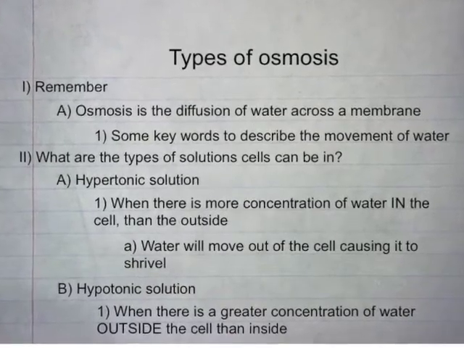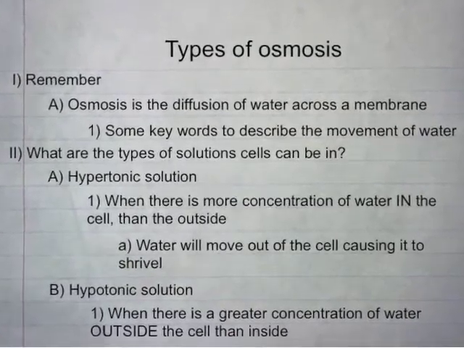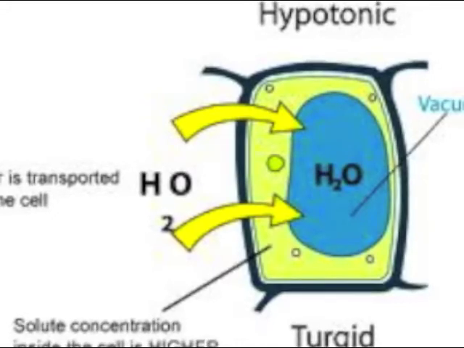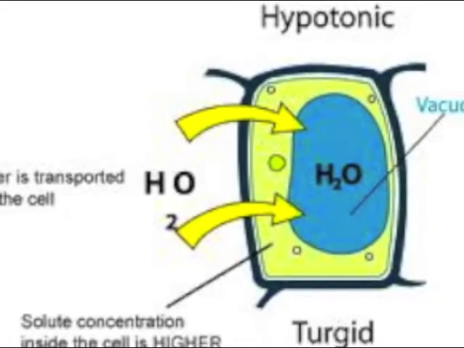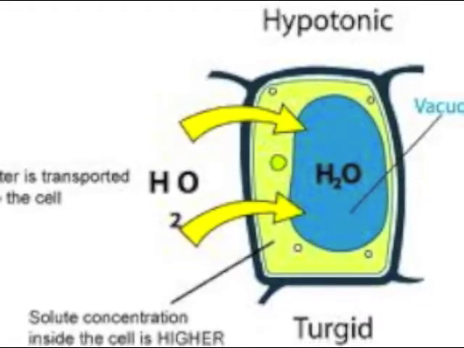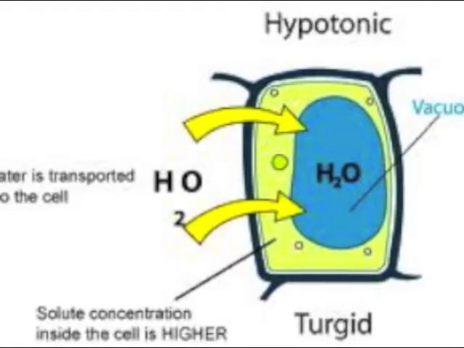Hypotonic, when there is a greater concentration of water outside the cell than inside. In a hypotonic solution, there is more water outside the cell than inside. Because of the laws of diffusion, water will want to move into the cell, causing it to swell. Water moves into the cell, causing the cell to swell up and eventually burst.